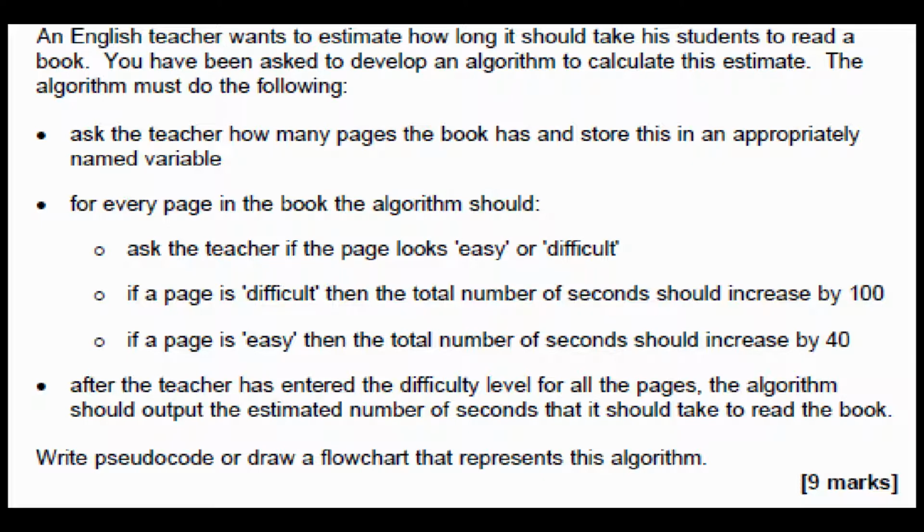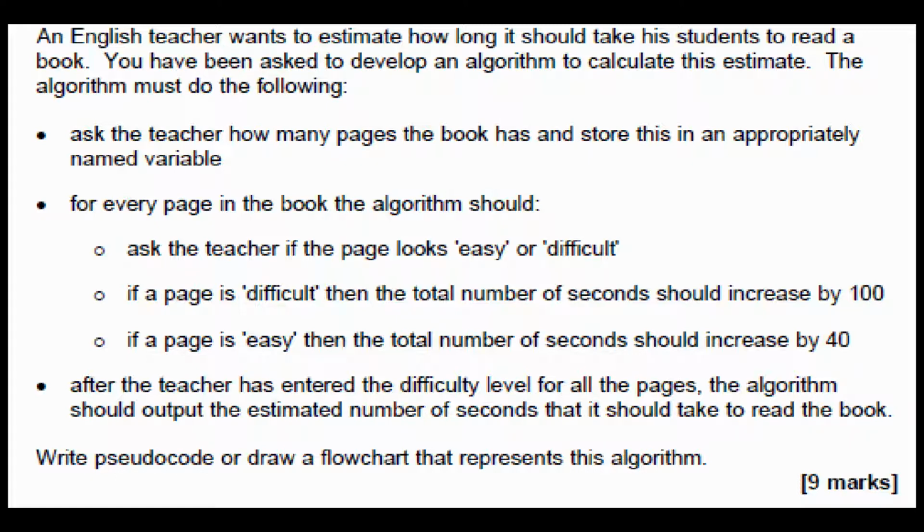Ask the teacher how many pages the book has and store this in an appropriately named variable. For every page in the book, the algorithm should ask the teacher if the page looks easy or difficult. If a page is difficult, the total number of seconds should increase by 100. If the page is easy, the total number of seconds should increase by 40. After the teacher has entered the difficulty level for all the pages, the algorithm should output the estimated number of seconds it should take to read the book.